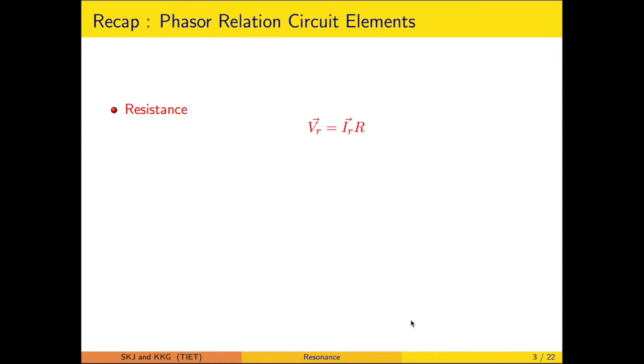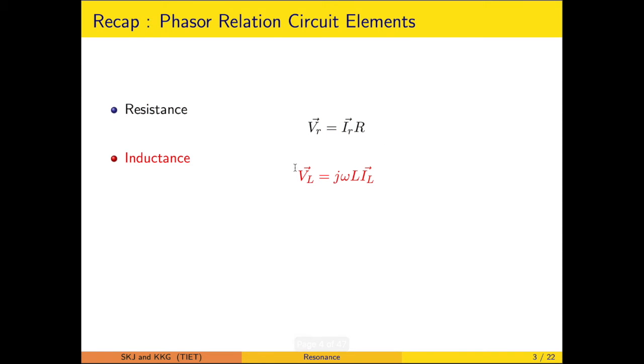Phasor relations of the current and voltage of different circuit elements. We have gone through this elaborately in the previous discussions, where we analyzed series and parallel AC circuits. So as a recap, VR equals IR times R. That suggests that the voltage across the resistance is in phase with the current through the resistance.